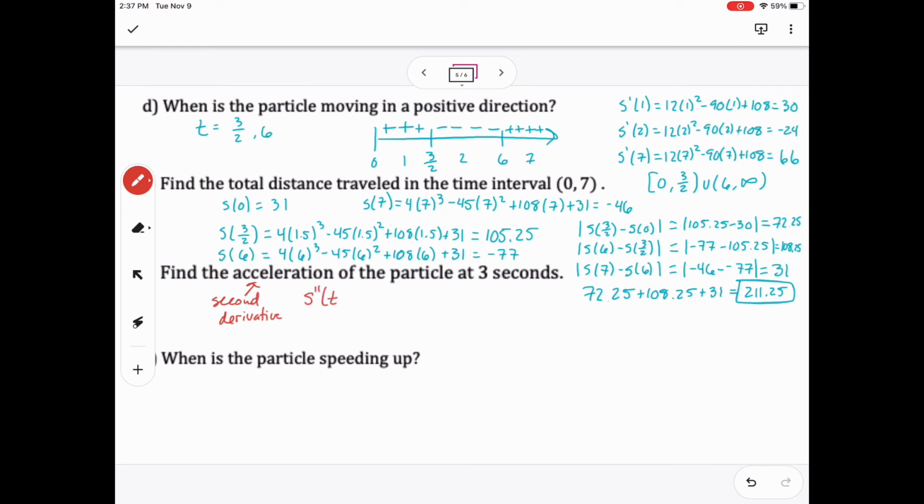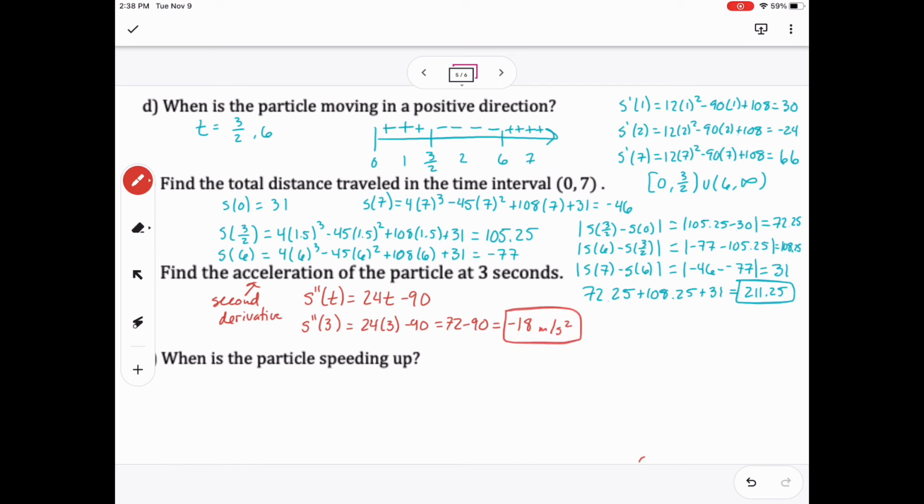Okay, letter F is asking for the acceleration of the particle at 3. So that means we're talking about the second derivative. So looking at my first derivative, I take the second derivative, I get 24t minus 90. Then I just need to plug in 3 for t, and that gives me 72 minus 90, which is -18. So that is my acceleration in meters per second squared.